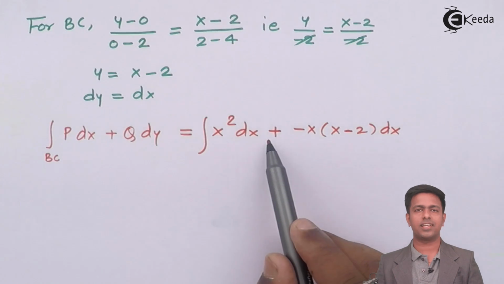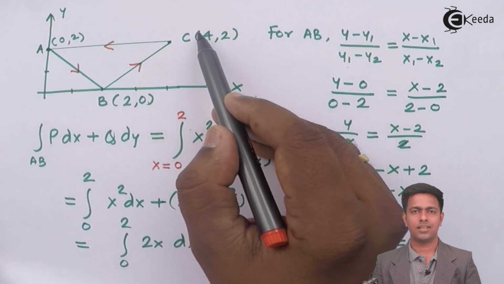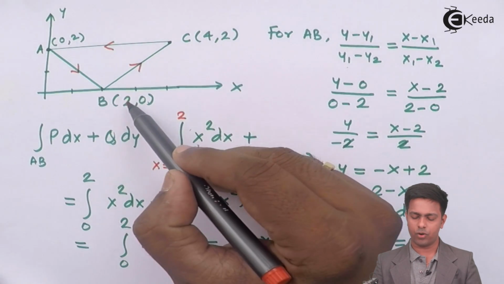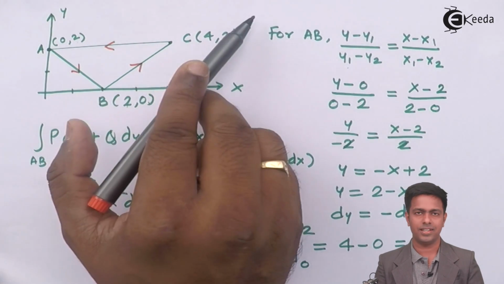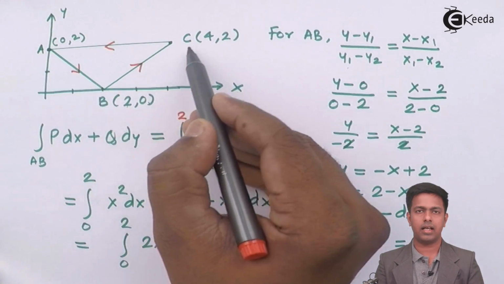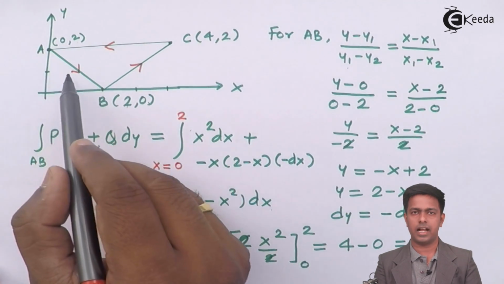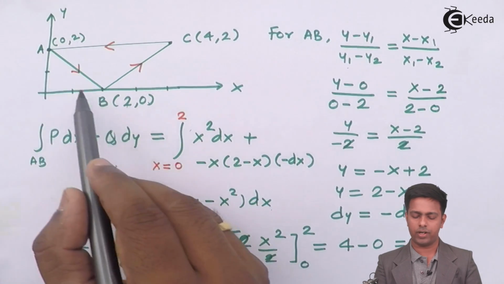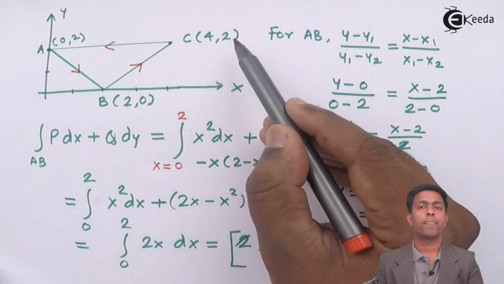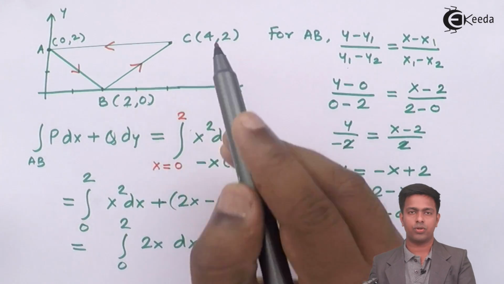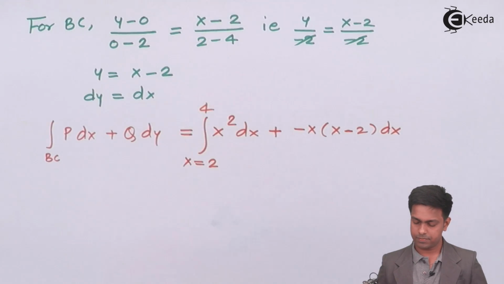So therefore we have to take the limits of x. Here along BC you can see that x is varying from 2 to 4. So you have to go through this direction. So I'm going through B to C. Either you take this anti-clockwise direction or the clockwise direction. I've considered this anti-clockwise direction. So I got the value along AB in this direction, and now I'm finding BC along this direction. Along this direction x is varying from 2 to 4, and therefore here I'll say x is from 2 to 4.